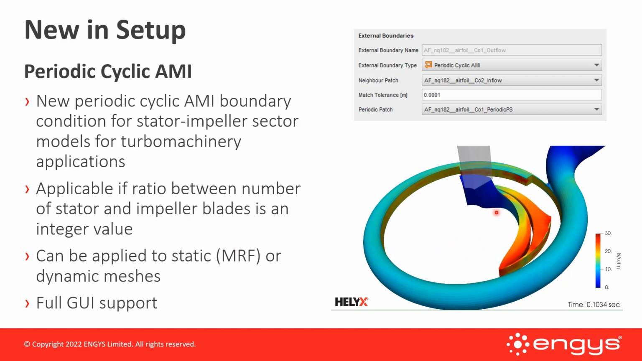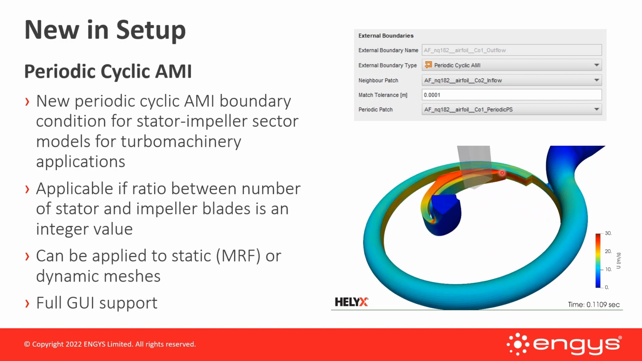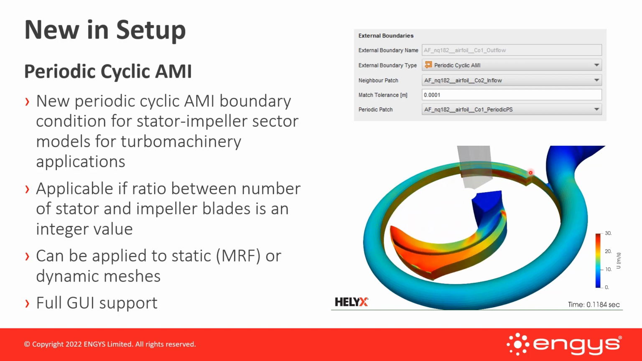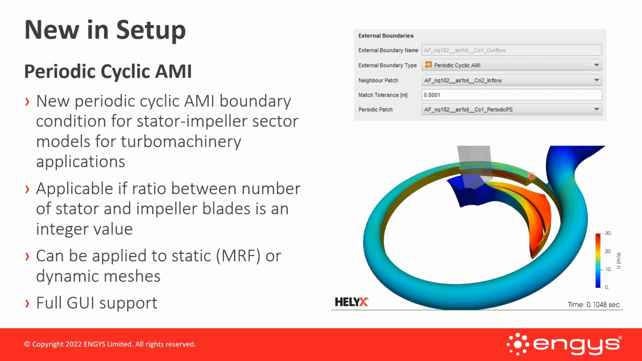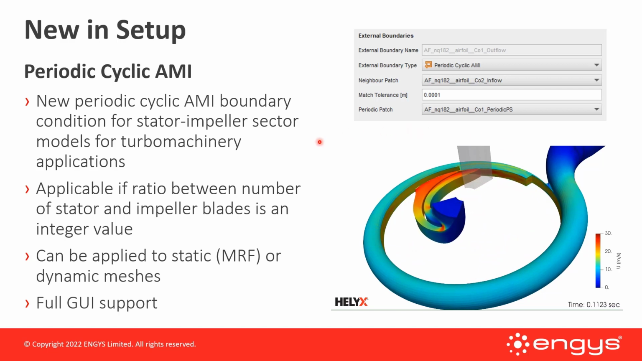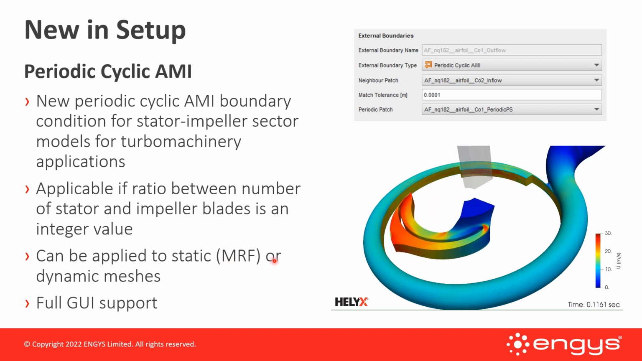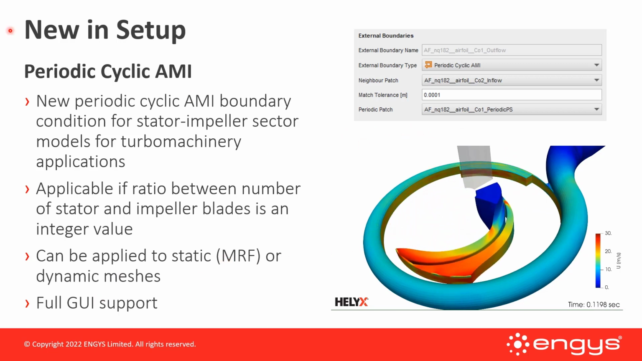So you can see here an example of an impeller rotating and connected via this periodic cyclic AMI to a diffuser, which is also connected in turn to the volute via another periodic cyclic AMI. This is fully supported by the GUI. And as I said, it runs both in steady state and transient mode.